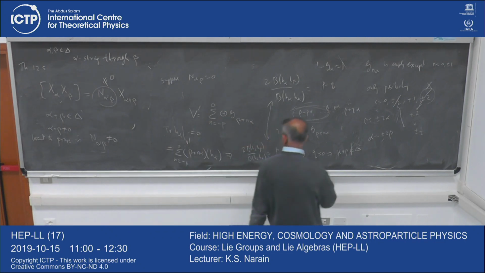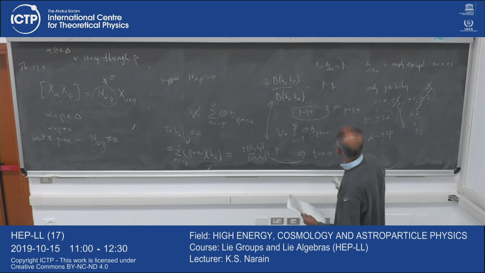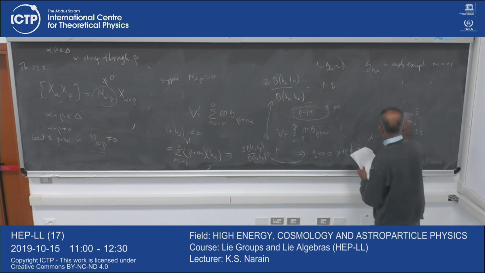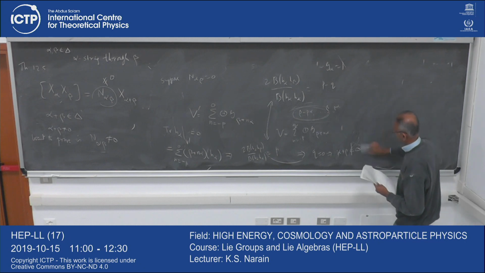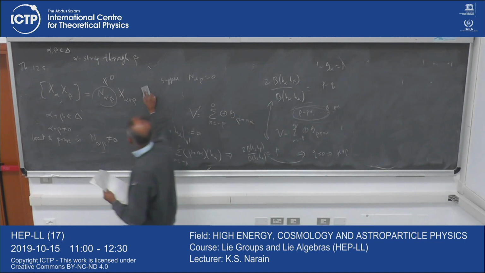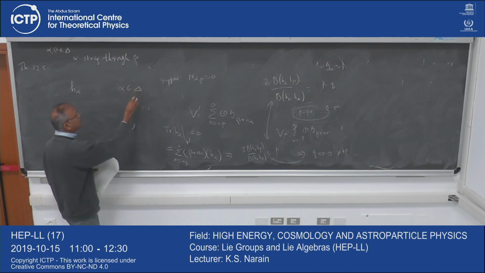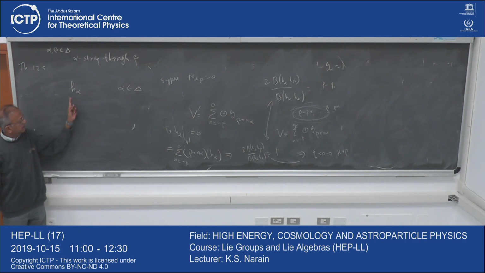So the idea is the following. If I take the H alphas, where alpha belongs to delta, the set of all roots, then when you include all of them, they span the full Cartan subspace.